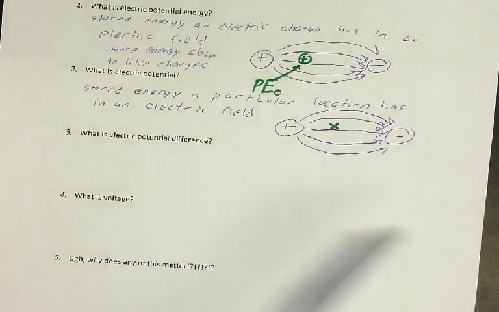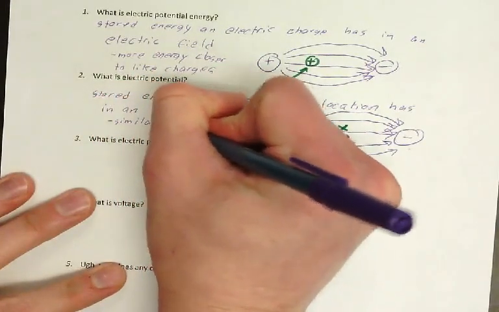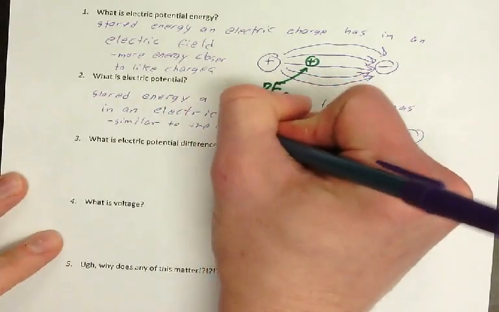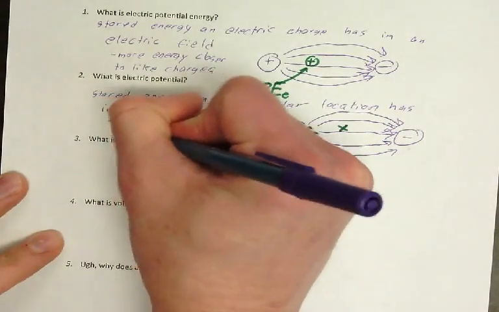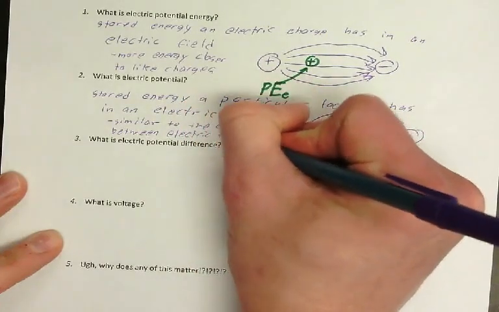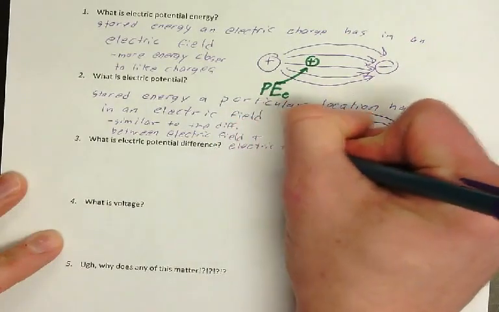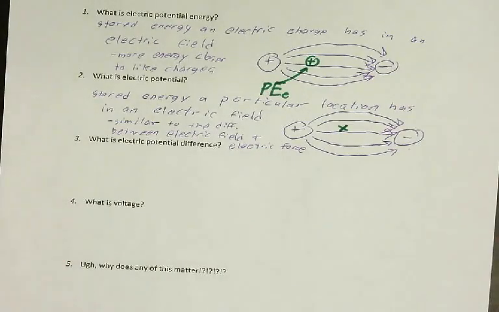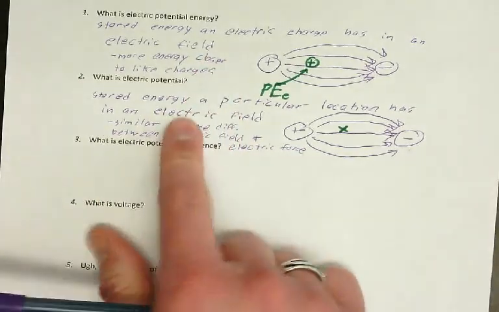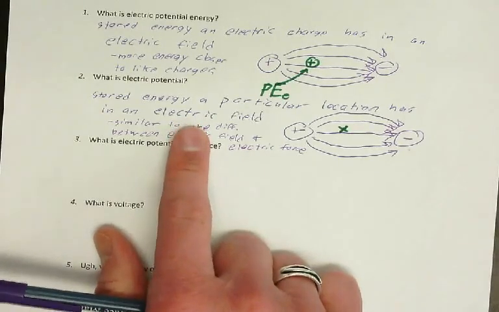Again, it's similar to the difference between electric field and electric force. Okay, so electric potential energy is how much energy a charge has in a field. Electric potential is how much energy the field has in general. So it's not specific, it's just in general.